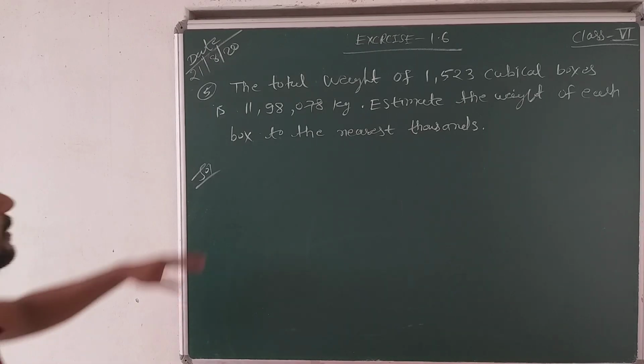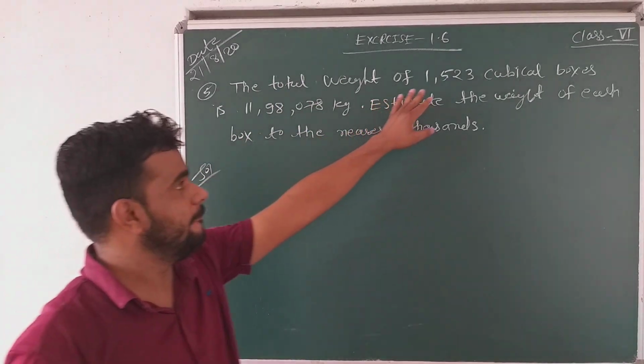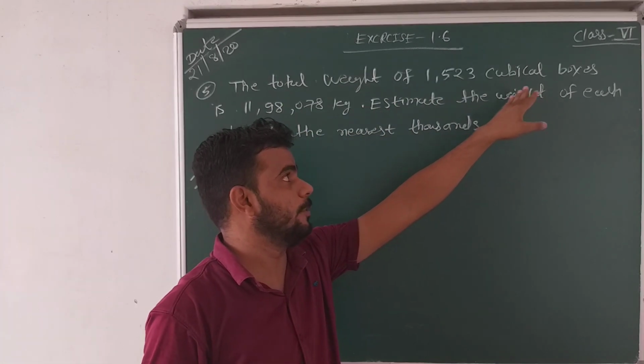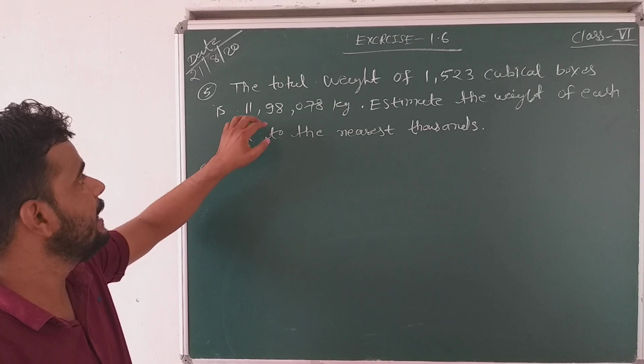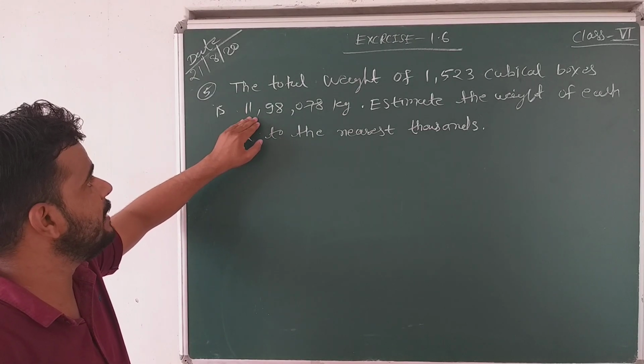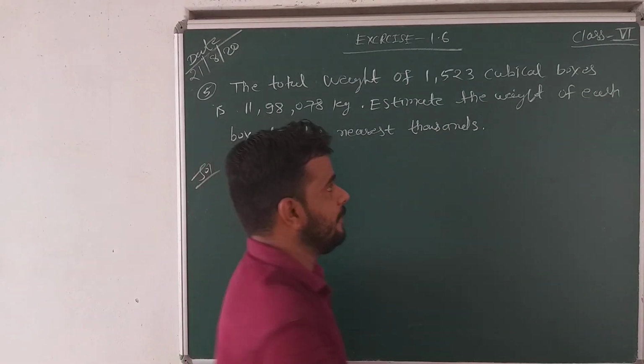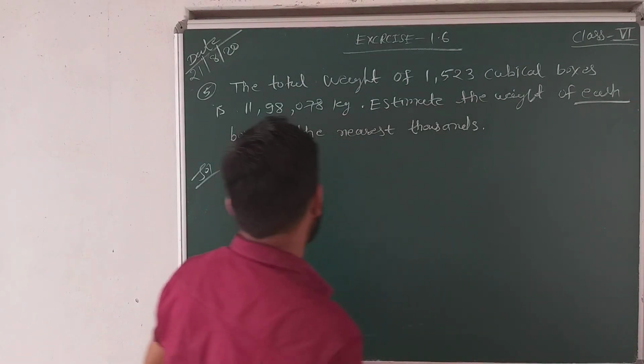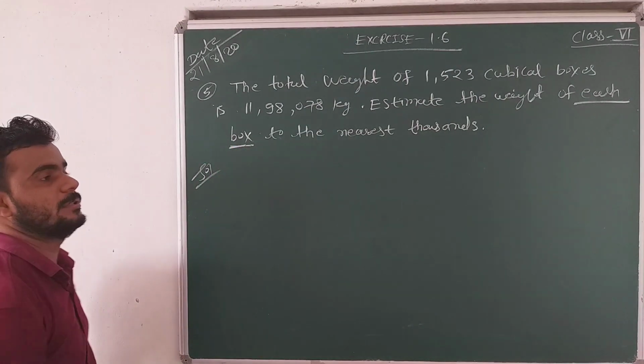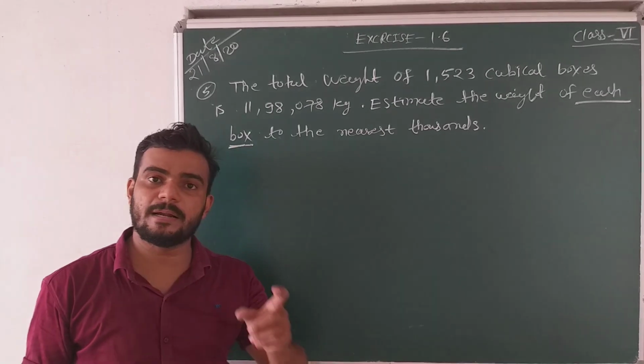Okay, so the next question, fifth one. The total weight of 1,523 cubical boxes is 11,98,078 kg. Estimate the weight of each box. तो जब भी each box की बात आती है हम क्या करते हैं, डिवाइड देते हैं.